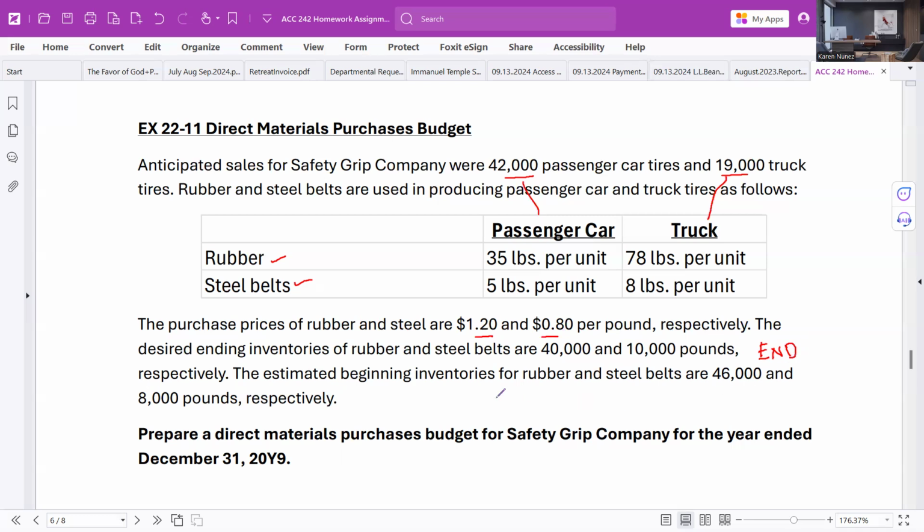And then we've got some information about the beginning inventories. So we have all the pieces, right? We have the production. We have the amount of materials needed to produce. We have the beginning inventory, the ending inventory, and we have the prices. And now we need to put it all together and work through this step by step to develop a materials purchases budget.